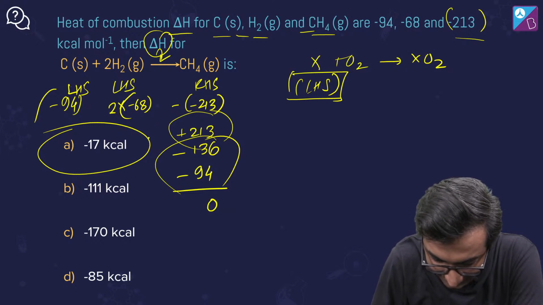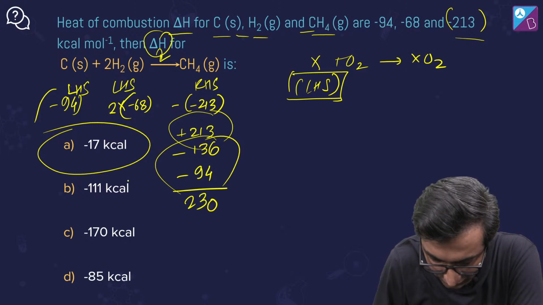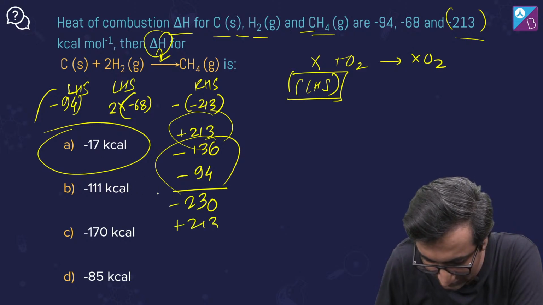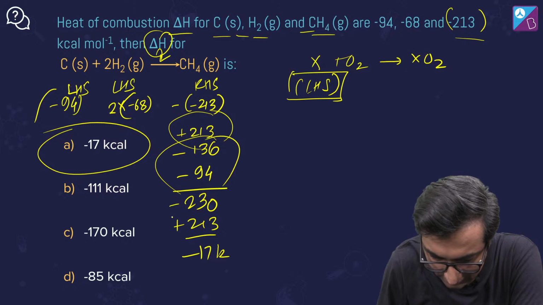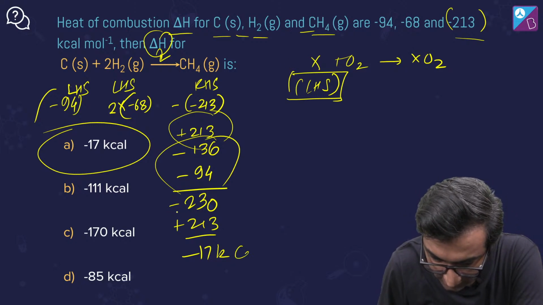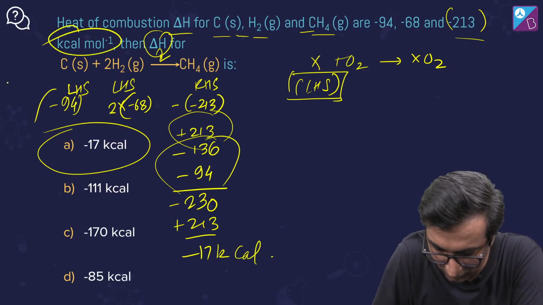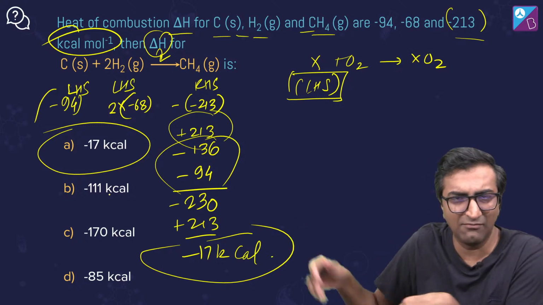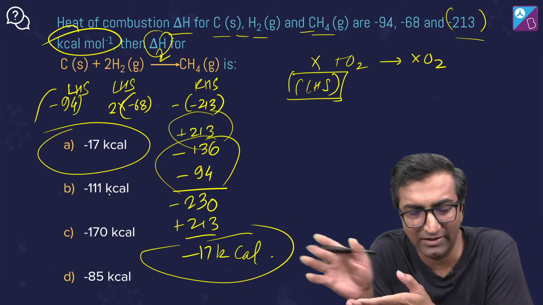0. All right, great. And this is what? 230? Yeah, okay. So it is minus 230 plus 213, which is minus 17 kilocalorie? It is calorie, okay, kilocalorie per mole. That's the answer. It doesn't take too much time. I'm talking so much, doing it leisurely, and still we managed to do it.